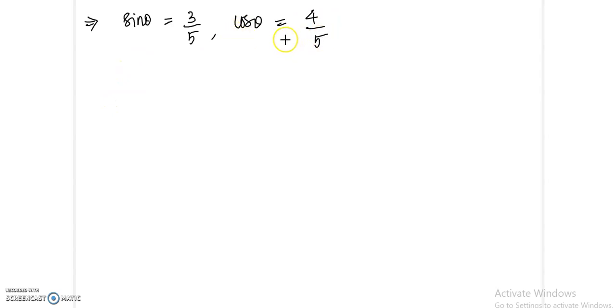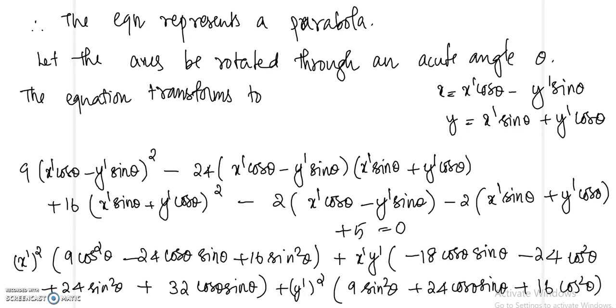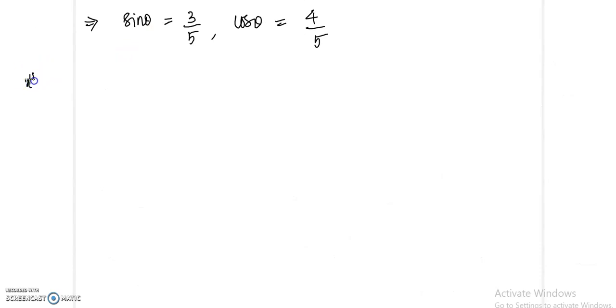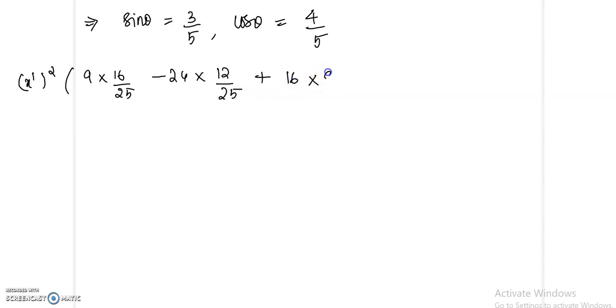Now let us substitute the values of sin theta and cos theta in the equation. So 9 cos square theta minus 24 cos theta sin theta plus 16 sin square theta. That's the first term. So you have x dash square, then 9 into 16 by 25 minus 24 into 12 by 25 plus 16 into 9 by 25.